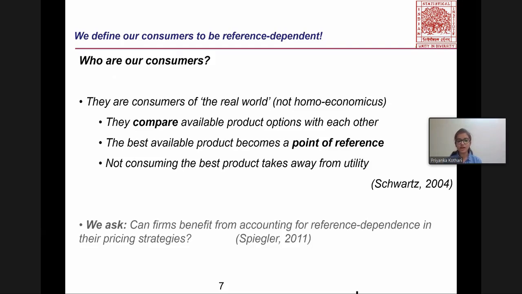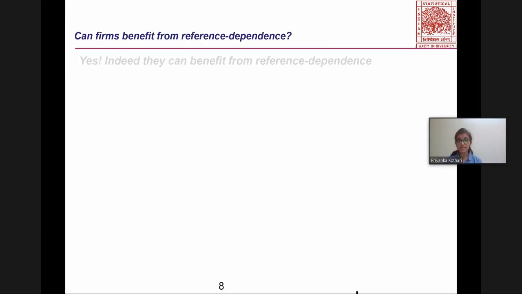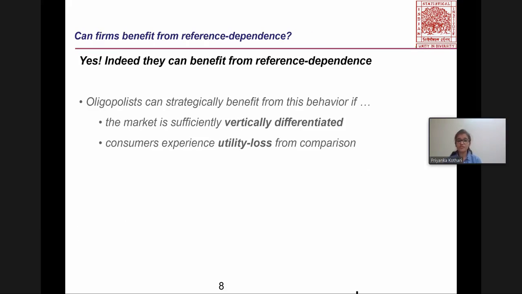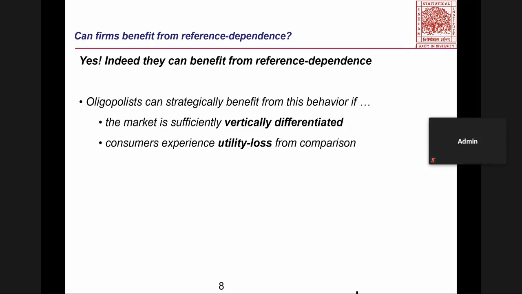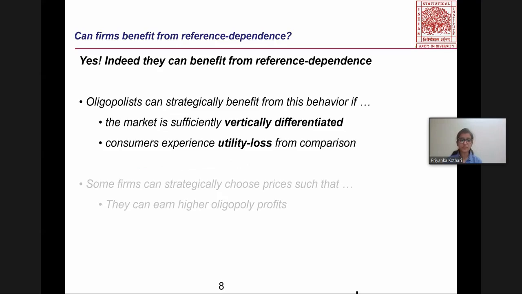So the question we ask is, can firms benefit from accounting for this behavior of consumers in their pricing strategy? And the answer is yes, they can benefit if the market is sufficiently vertically differentiated. That is, there is sufficient quality differential between the two products that the firms offer, and the consumer experiences utility loss due to comparison. Then the firms can actually choose prices such that they earn higher oligopoly profits.